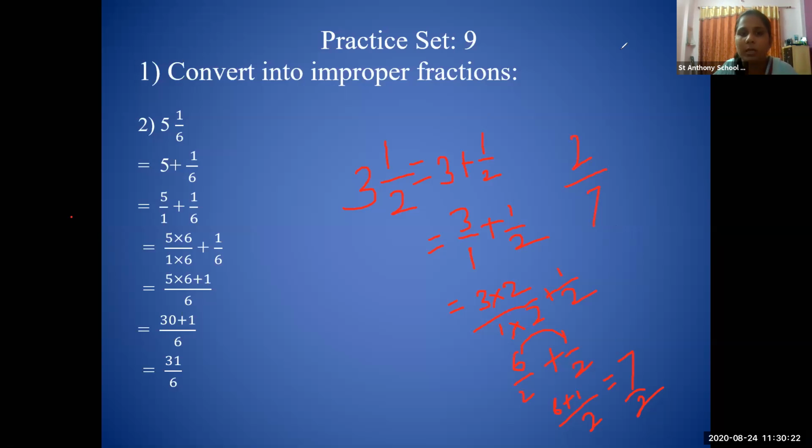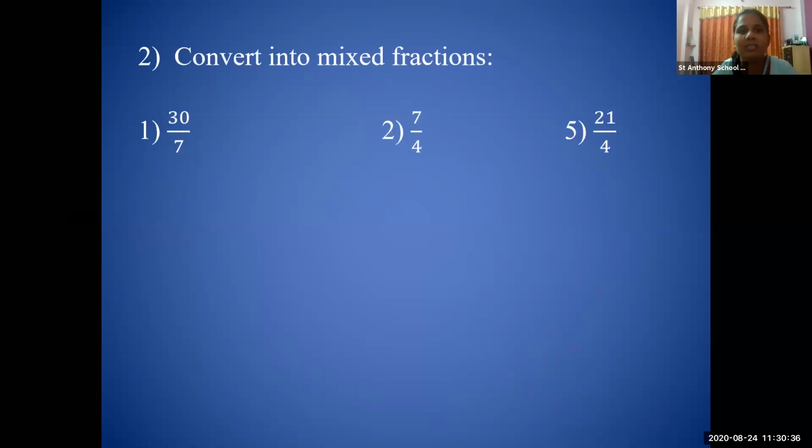Okay, good. Now Jay is saying I understood, teacher. Very good. Now let's move to the next slide. Convert this into a mixed fraction.